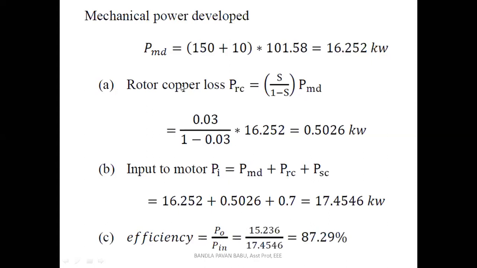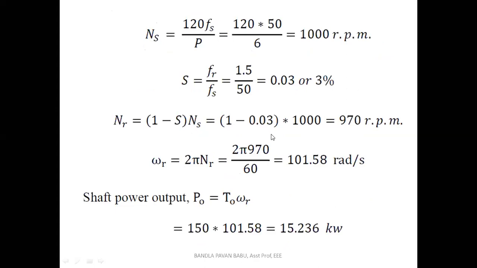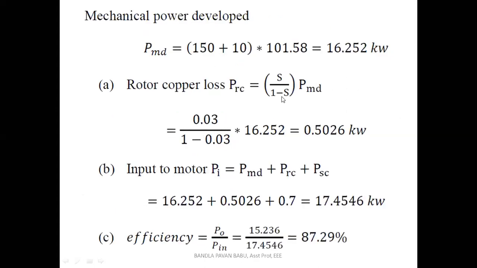Okay, next, rotor copper losses. This also I have given you in the torque equation. What is the relation there? So that is P2, PC, and PM. From that we have written this formula, S by 1 minus S into PM. So substitute the values. S means the slip what we have got there, that is 3%. So 3% by 1 minus 0.03 into the mechanical power developed there. So we get the rotor copper losses as 0.5026 kilowatts.